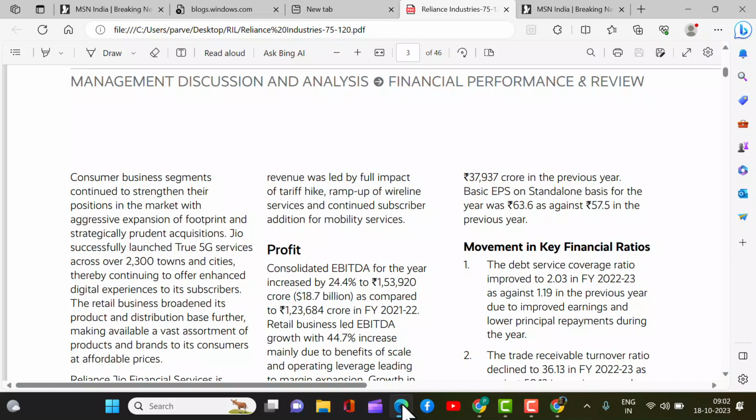So the main important part of the annual report is a document called Management Discussion and Analysis Performance Review. This is a very important part, which is there with any company's annual report. It talks about various parameters of the company in terms of.